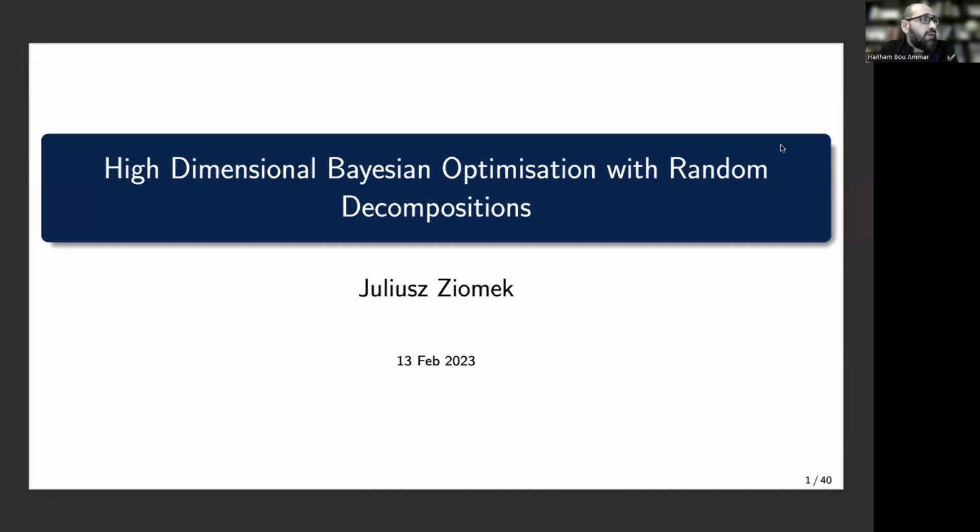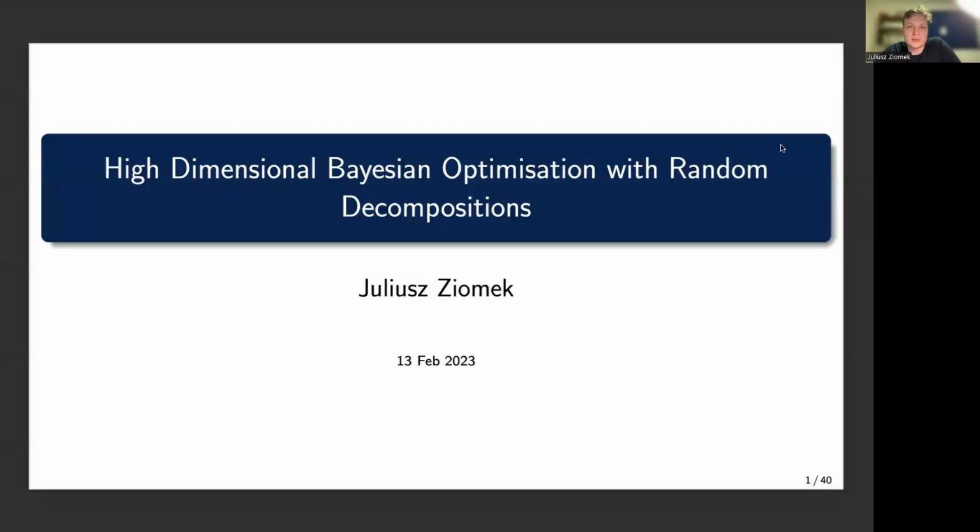In this episode, we will have Julius, who's a PhD student at the University of Oxford, and he's going to teach us all about high dimensional BO with random decomposition. Julius, we're very excited to have you with us. Please go ahead. Yeah, thank you very much for having me.